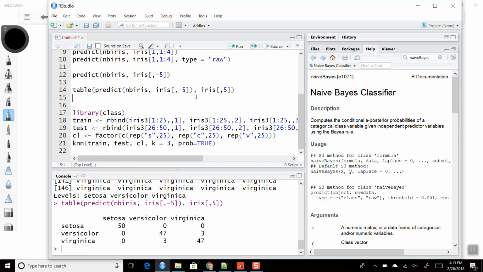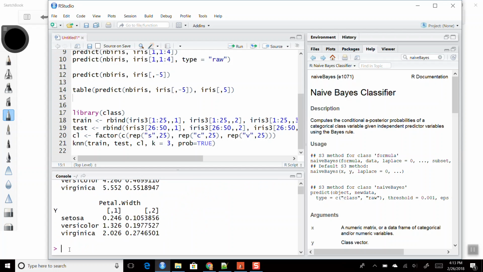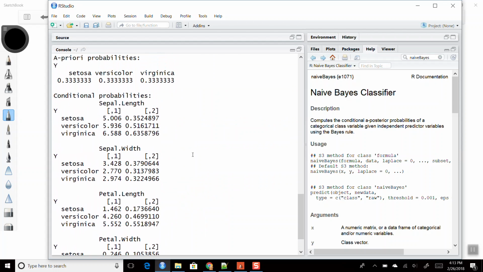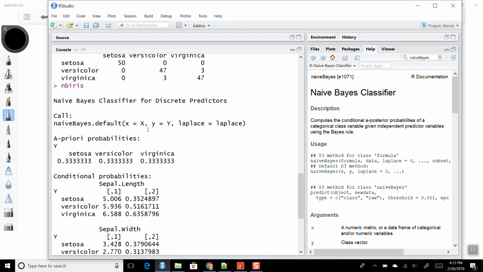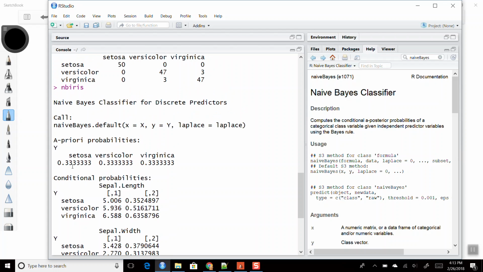That might even let you specify the distributions themselves rather than the Gaussians. Let me just do this: if you type in NB-IRIS, the output of the naive Bayes for the IRIS data set, it will give you the a priori probability. Here it says 1/3. So these are the priors, okay?